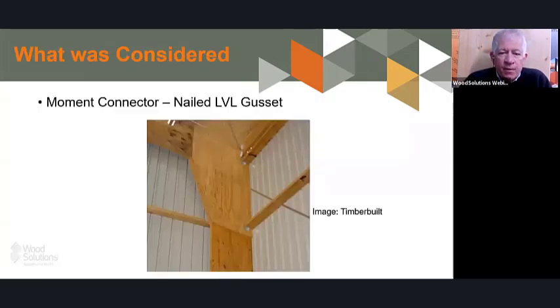The moment connector in this case is different. What we're using is a nailed or screwed LVL gusset, quite an efficient way of making a moment connection. It is screwed to each element, and it's a common way of creating a moment connector in the timber portal frame.